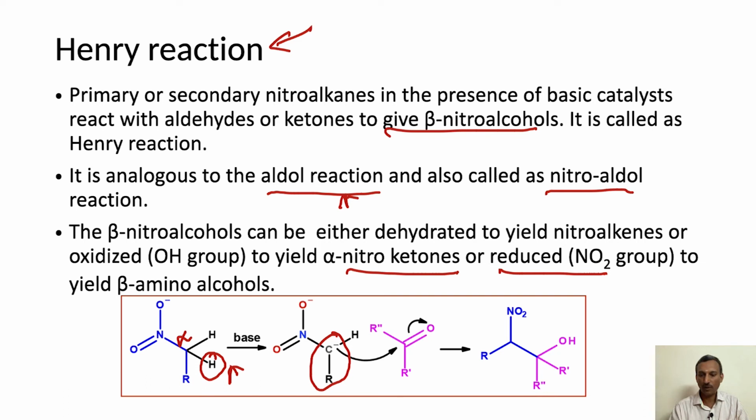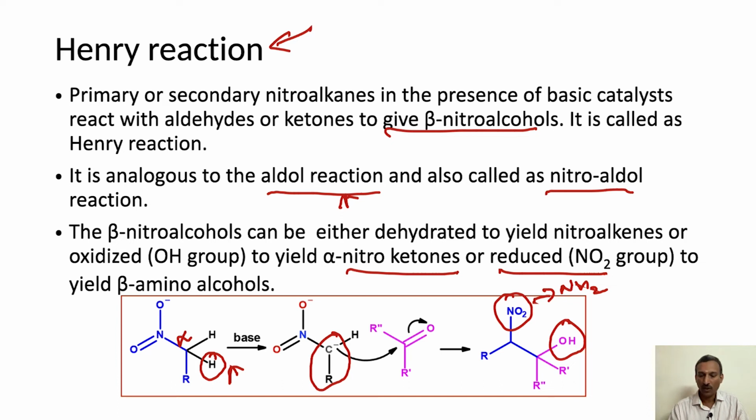So when we have the hydroxy unit, we have the nitro unit. So what are the different reactions that can happen? One, the nitro group can be reduced to the amino group. So this is possible. When we just reduce the nitro group, we end up with the amino alcohol. Okay, so this is one product.